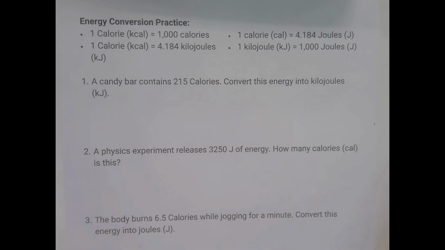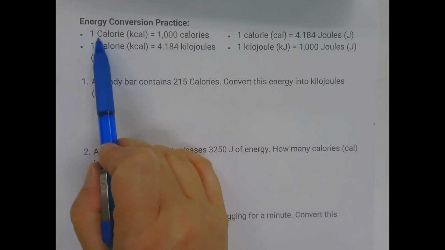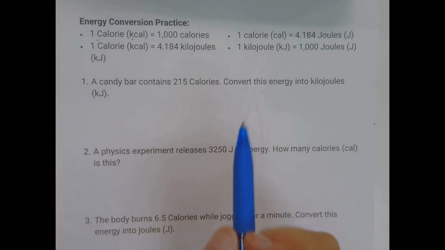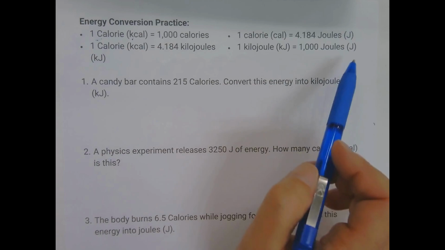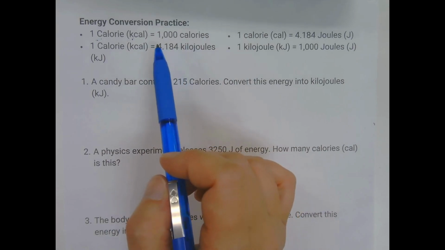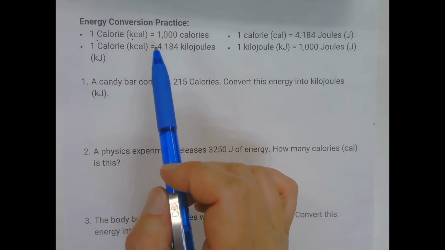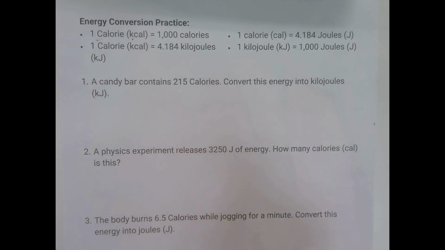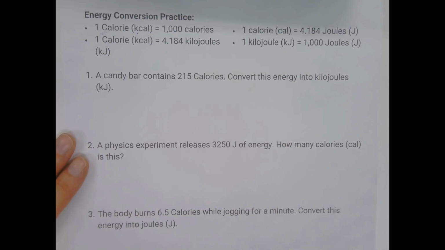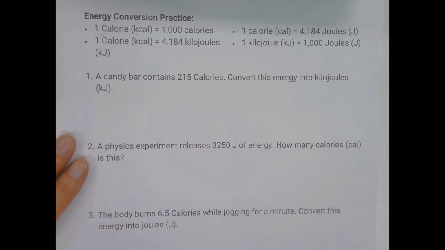In this video, we're going to do some practice energy conversions going from our food calories or kilocalories to kilojoules, calories, and joules. We're using these 4 energy conversions. Really, 2 of them are just metric conversions using the kilo prefix. Okay, so here we go. We're actually going to do this with dimensional analysis using the train track method.